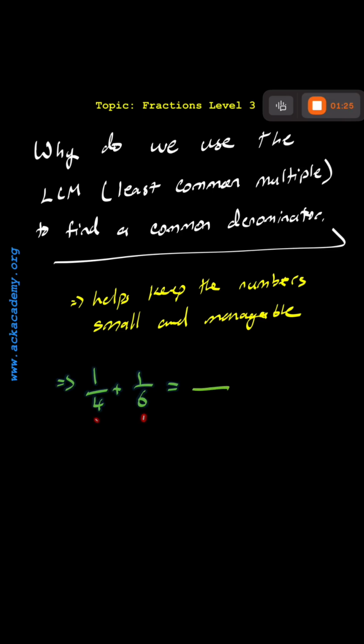So 4 times 6 is 24. So let me just make the denominator 24. And I know that because I just multiplied 4 and 6 together, I know that 4 can go into 24 and 6 can go into 24. 4 can go into 24 how many times? 6 times, right? And 6 can go into 24 4 times.